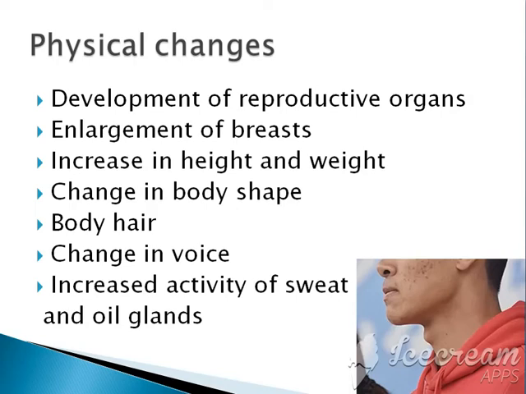Then change in body shape. Puberty brings about changes in the body shape in boys and girls. In boys, the shoulders start broadening and the chest starts widening. The muscles start to develop. In girls, the pelvic region becomes wider, the hip becomes broader, and the breasts start to develop.